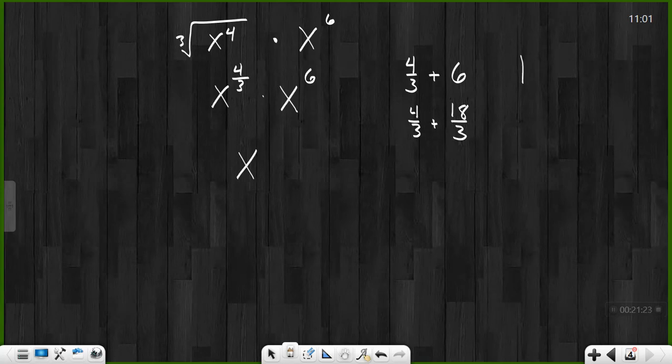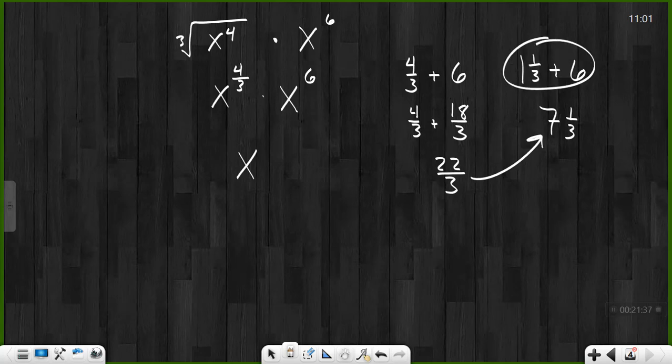Another way you could do is you could see it as just 1 and 1/3 plus 6, which is going to give me 7 and 1/3. All right. If I do this here, I get 22/3. I find that these are the same. If you go this route, which is a little bit easier, you're going to have to convert 7 and 1/3 back into an improper fraction here at the end. All right. But I end up with 22/3, or I end up with the cube root of x to the 22. But there's a simpler way to write that, and that's what I want to show you here as well.